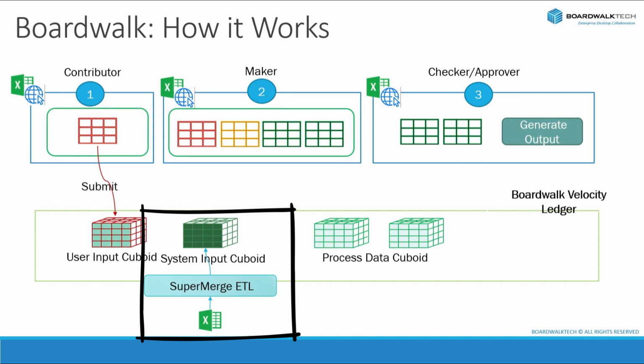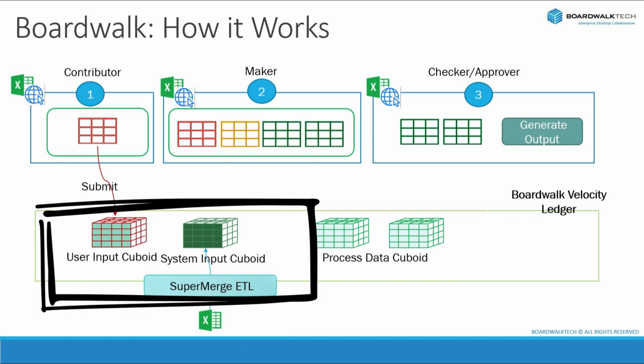Data is loaded into the system through an overnight job from an external source, such as an ERP system, utilizing Supermerge. This data is subsequently updated within the system input cuboid. Notice, there are two distinct cuboids, one dedicated to user input and the other to system input. It's noteworthy that the data sources for these cuboids vary, with user input originating from contributors and system input being loaded from external sources like an ERP system using Supermerge.